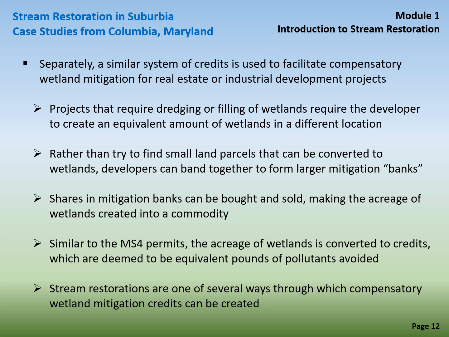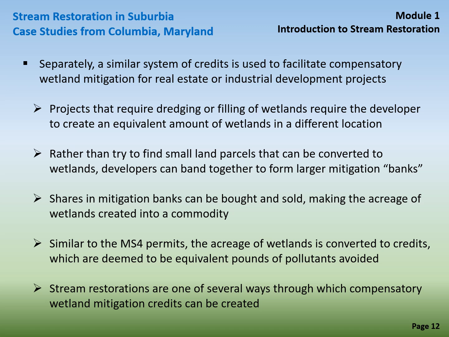Now, completely separately from the stormwater permit, there's also a system of what's called compensatory wetland mitigation that's going on. So if you are a developer building apartment buildings and you have to disturb a certain amount of wetlands in order to build those apartment buildings, you're required to compensate for that by going out somewhere in the community and creating an equivalent amount of wetlands somewhere else.